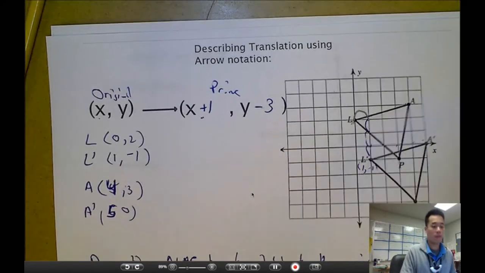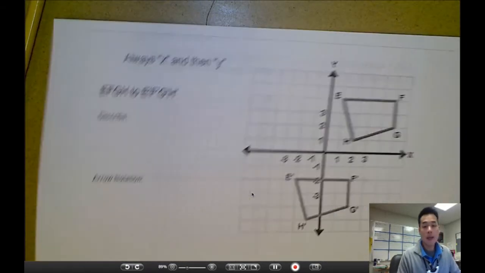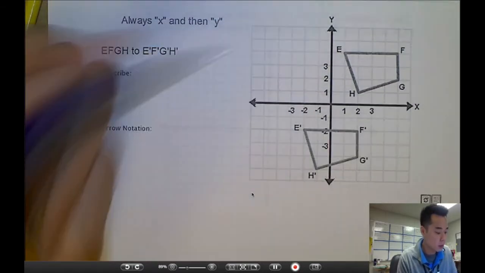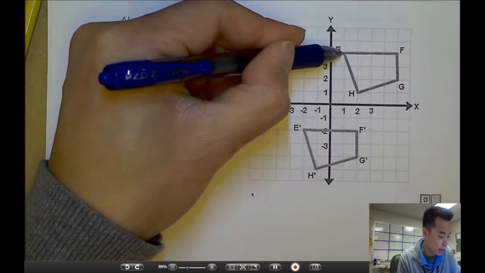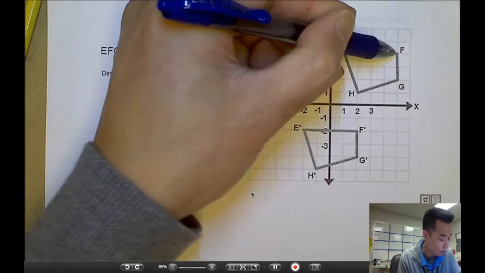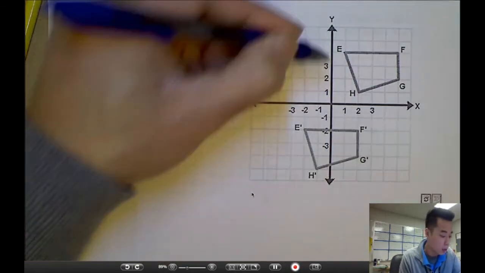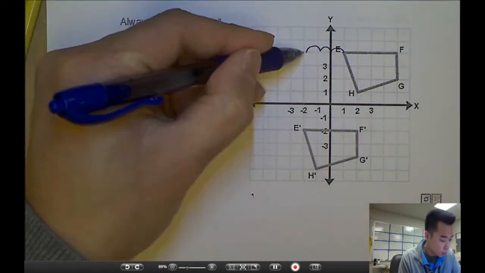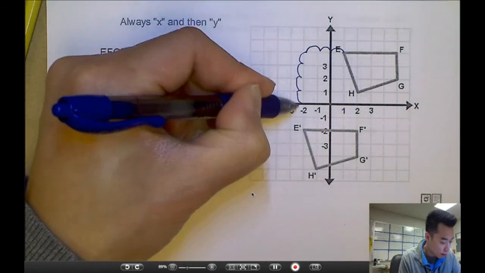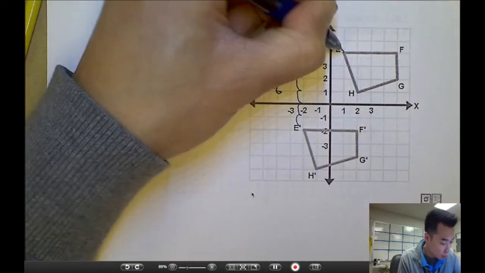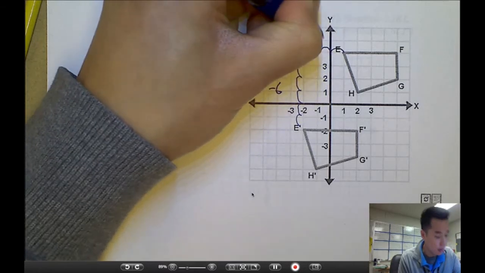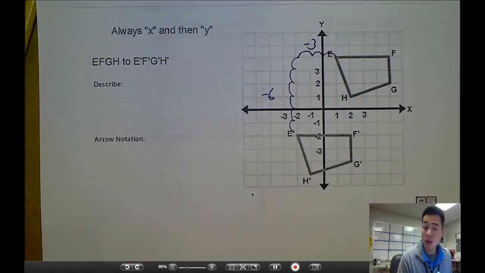Set of instructions. Okay. And then this is the same thing that we're going to do. So first thing I'm going to do is figure out how we get from E to E prime or F to F prime. It doesn't matter which one you use. So we go 1, 2, 3. 1, 2, 3, 4, 5, 6. So that's a minus 6. 1, 2, 3. That's a minus 3. I'm not really doing slope. Careful. I'm just writing a set of instructions for me.